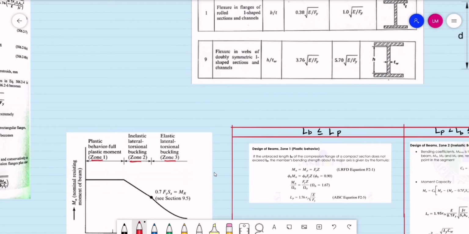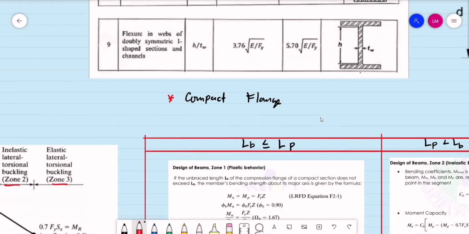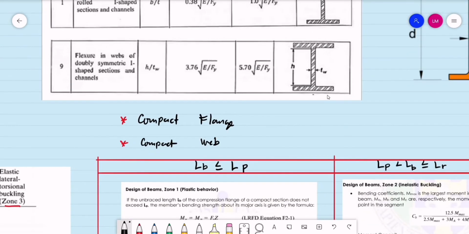Again, these are the conditions: the section should have a compact flange and a compact web. If we have a section with a compact flange and compact web, that is section 506.2 of our NSCP.